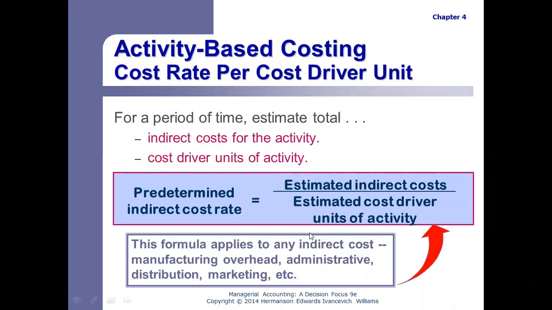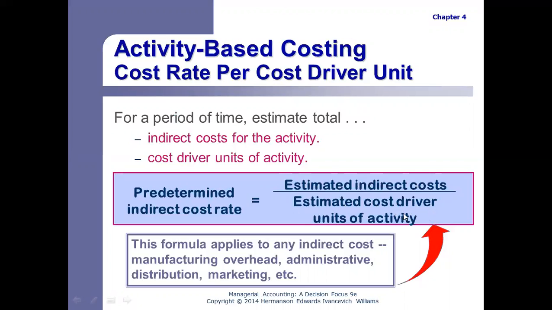So here are the steps involved in figuring out how much to charge the activity for overhead, indirect costs. That predetermined rate, and the word predetermined means it's done ahead of time, so it's based on estimates. You get your estimated total indirect costs for the period of time, usually a month or a year. So how much are these indirect costs going to cost us for the year, let's say? And then you estimate how many units of activity for that cost driver you selected for the whole year.